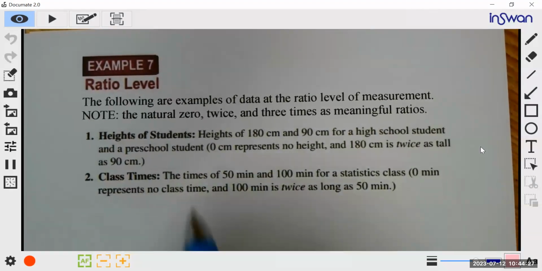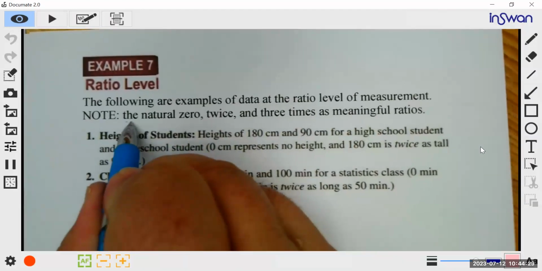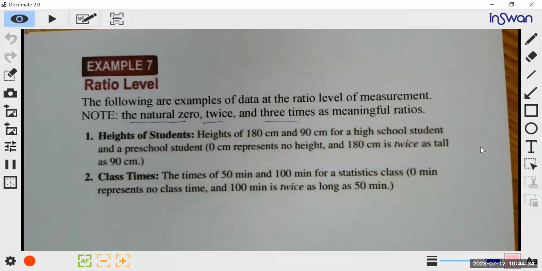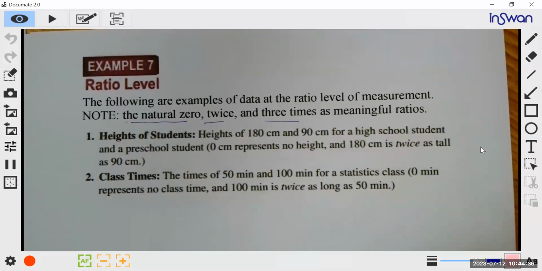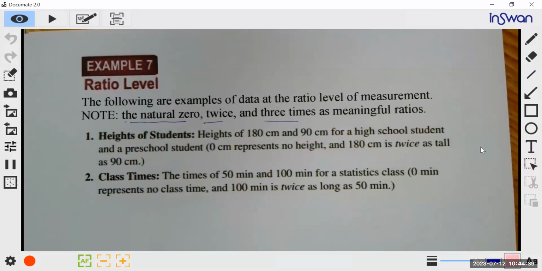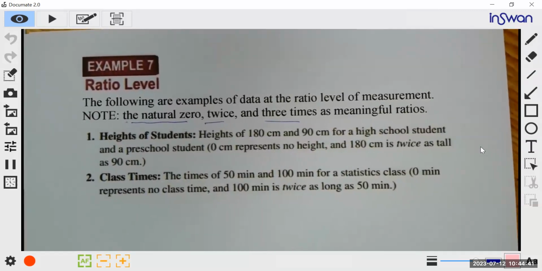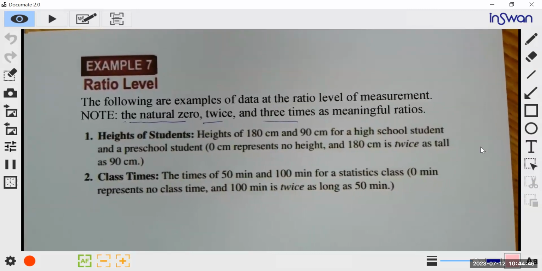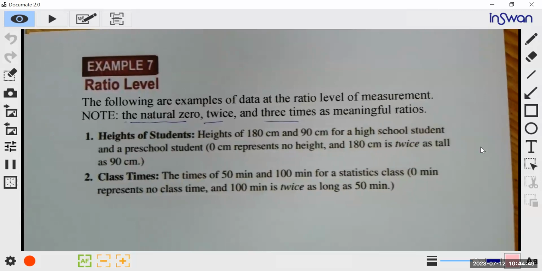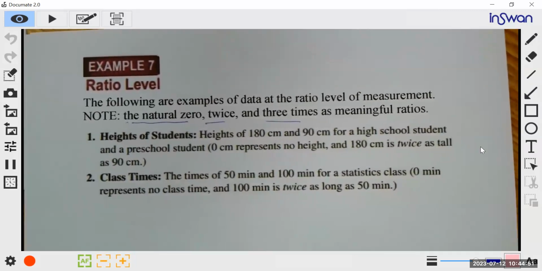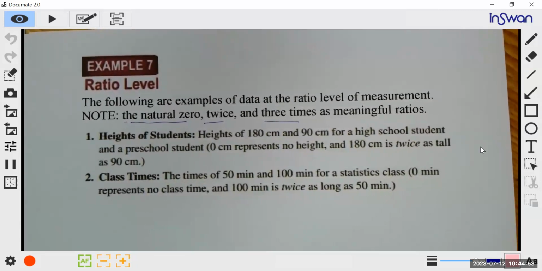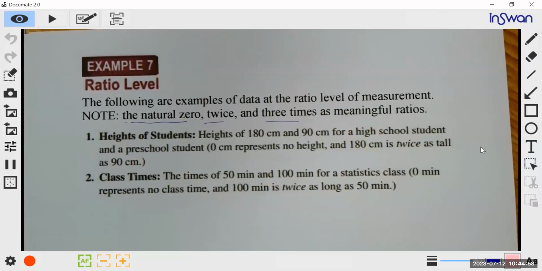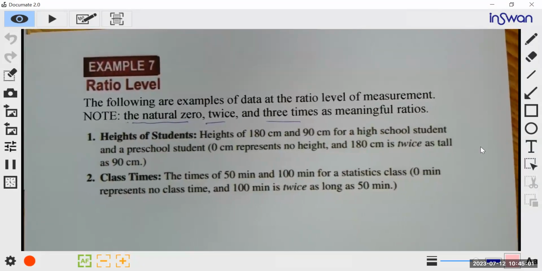The natural zero. In ratios, we have a natural zero. Twice and three times are meaningful ratios, or those are called quantifying agents. They're giving a numeric value to an operation on the data. If I say twice, what does that mean? Two times whatever that value is. If I say half, these are just two words. You can use any of those words to describe a mathematical expansion or constriction.